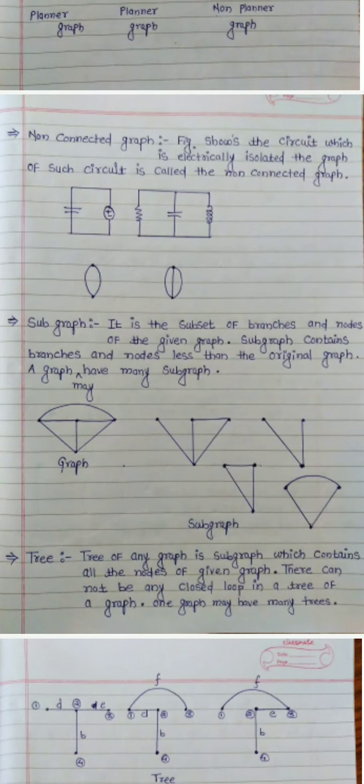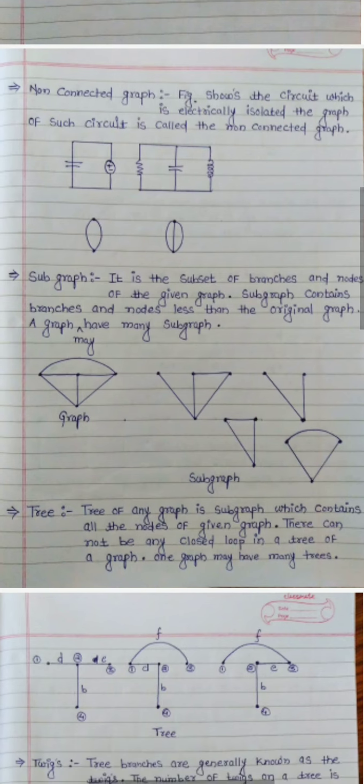Subgraph. It is a subset of branches and nodes of the given graph. A subgraph contains fewer branches and nodes than the original graph. A graph has many subgraphs. If we draw some part of a graph, then that is known as subgraph. Suppose here a graph is given and many examples of subgraph are shown.